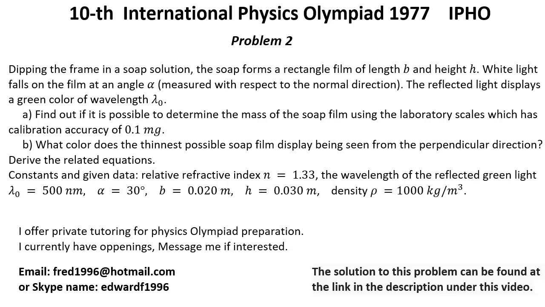Constants are given. Relative refractive index n equal 1.33. The wavelength of the reflected green light lambda equal 500 nanometers, alpha equal 30 degrees, b equal 0.02 meters, and h equal 0.03 meters. Density rho equal 1000 kg per cubic meter.